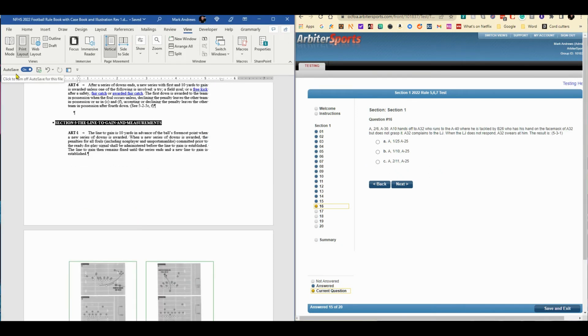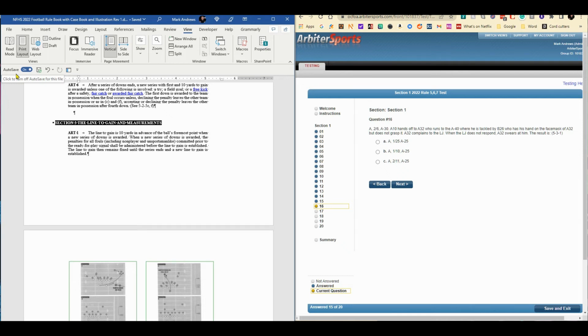Okay, question 16. A 2nd and 6 at the A30. A10 hands off to A32, who runs to the A40. So he's past the line to gain, where he's tackled by B26, who has his hand on the face mask of A32, but does not grasp it. A32 complains to the line judge. When the line judge does not respond, A32 swears at him. So we know this swearing is an unsportsmanlike act.